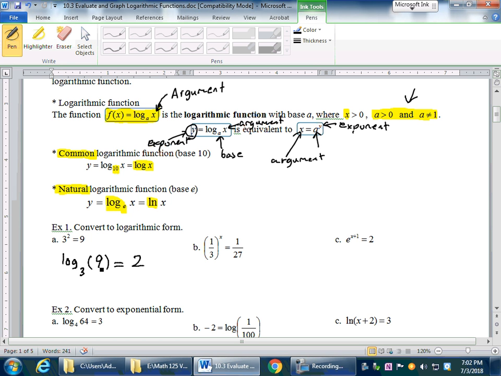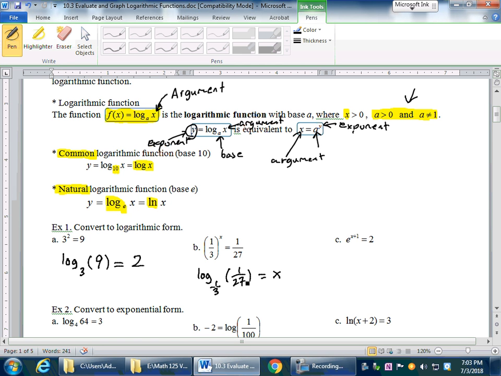Next, 1/3 to the x power is equal to 1 over 27. When I rewrite this into a logarithmic equation, there will be log base 1/3. Make sure you write the base in subscript, please, so that you will not mix it up with your arguments. Log base 1/3, the argument is equal to the exponent, which is x. So what is my argument in this case? 1 over 27.